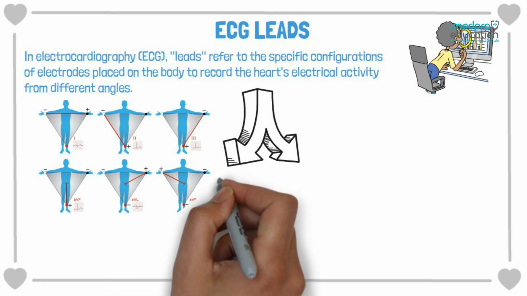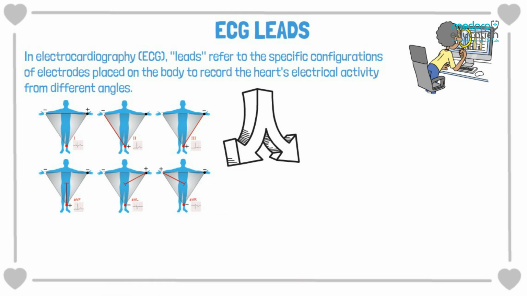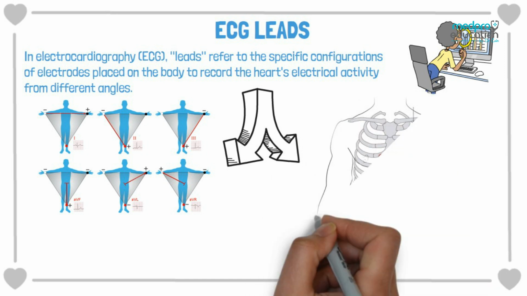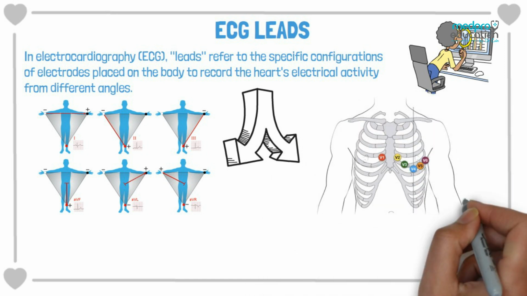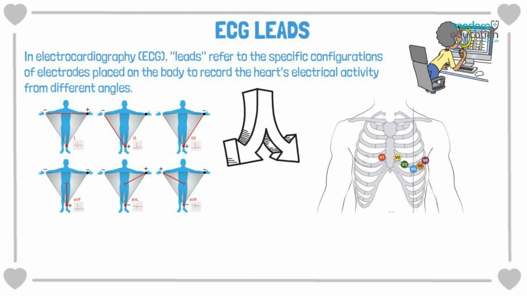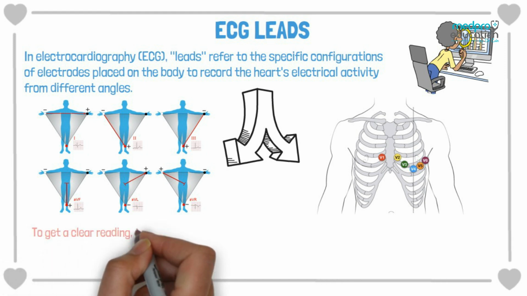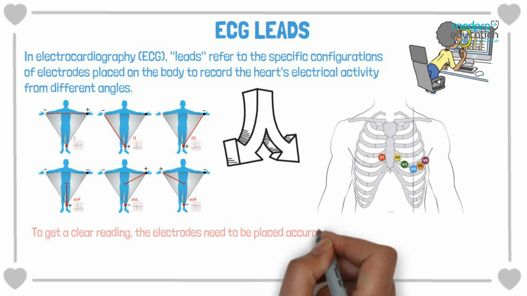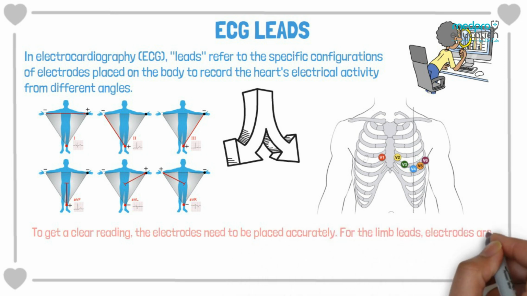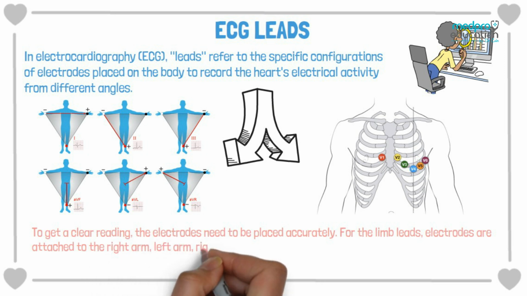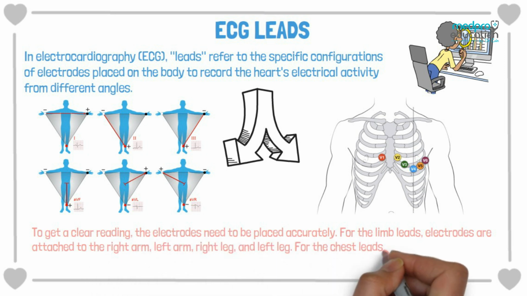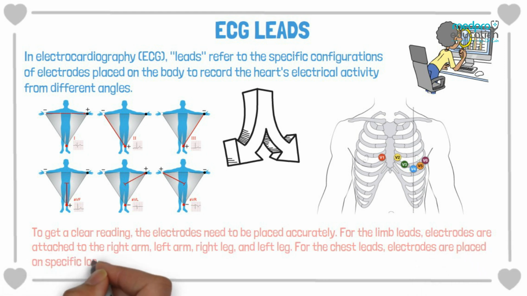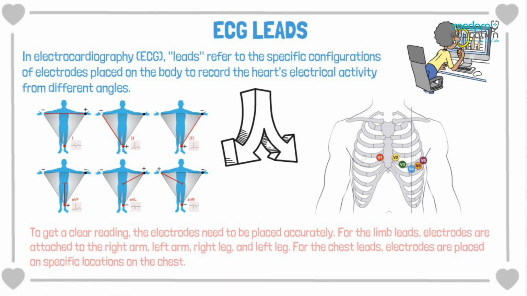These include leads I, II, and III, which create a triangle around the heart, and the augmented limb leads, aVR, aVL, and aVF. Chest leads are placed on the chest, around the heart. They are labeled V1 through V6 and provide a view of the heart's electrical activity from different horizontal planes. To get a clear reading, the electrodes need to be placed accurately. For the limb leads, electrodes are attached to the right arm, right leg, and left leg. For the chest leads, electrodes are placed on specific locations on the chest.